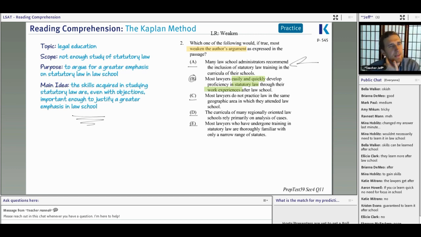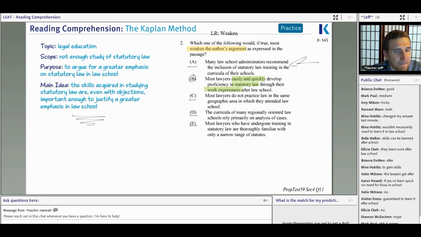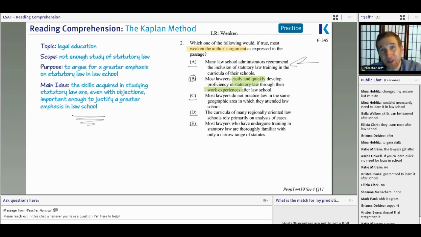What would answer choice A actually do if law school administrators are recommending that statutory law is in schools? That would agree with the author, right? That would support what the author is doing. This is classic strengthen and weaken, everybody. And what I mean by that is in weaken questions, wrong answers will often do the opposite of what you want. And that's what's happening in A. A is really a 180 answer choice, meaning it's the opposite of what we're searching for. If A was true, that would support what the author believes as opposed to weakening it.